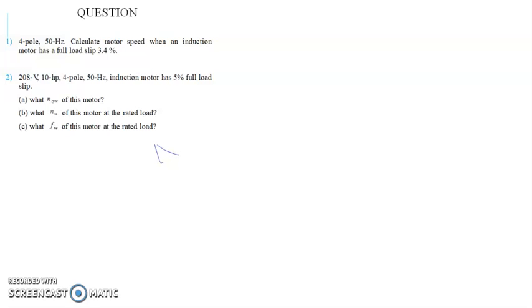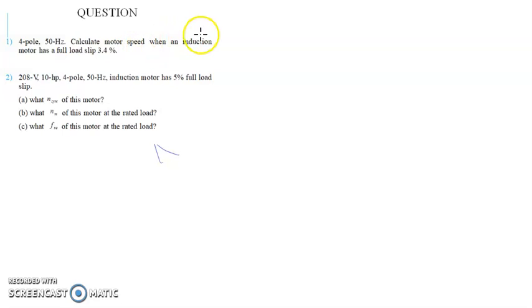As I promised before, we shall discuss the example and the exercise inside your single phase induction motor syllabus or parts. So here are the questions given in the section. It is given that it is a 4-pole 50 Hz induction motor.